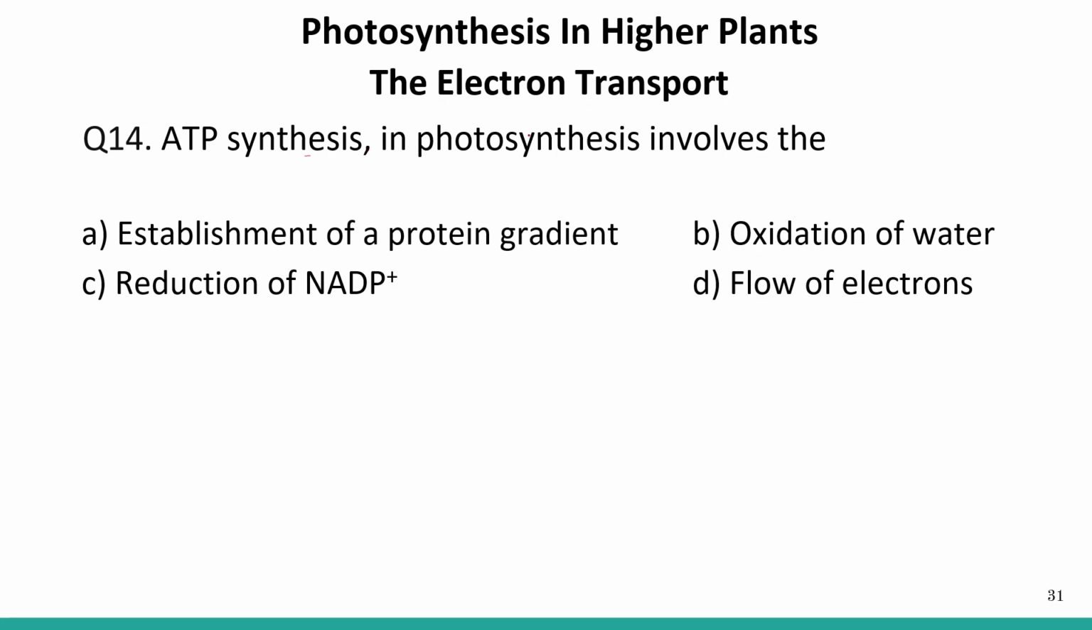The next question is, ATP synthesis in photosynthesis involves what? Establishment of a proton gradient, oxidation of water, reduction of NADP plus, or flow of electrons. When ATP synthesis happens, first there is establishment of the proton gradient. As the electron moves downhill, there is generation of the proton gradient across the membrane, and the breakdown of the proton gradient leads to the synthesis of ATP. The establishment of the proton gradient takes place by the downhill transfer of electrons from one carrier to another carrier. So option A is correct. Establishment of the proton gradient is important for ATP synthesis.